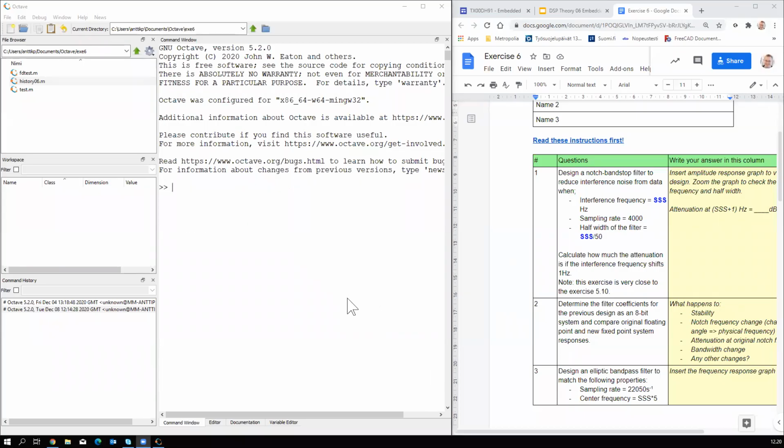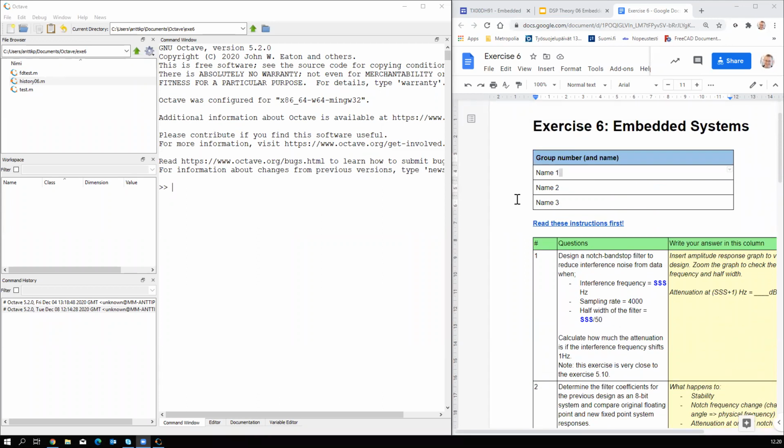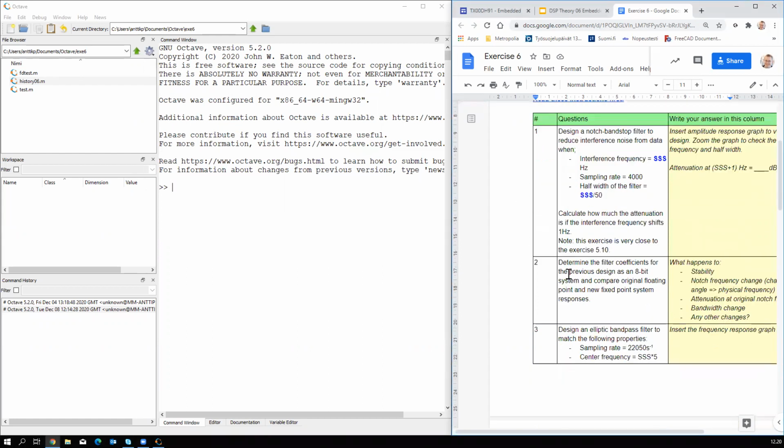So this is the exercise 6 tutorial, and it's about rounding errors when you're doing system calculations on embedded systems. Basically the exercise starts with the notch band filter, but it's quite similar to the last exercise about filters.